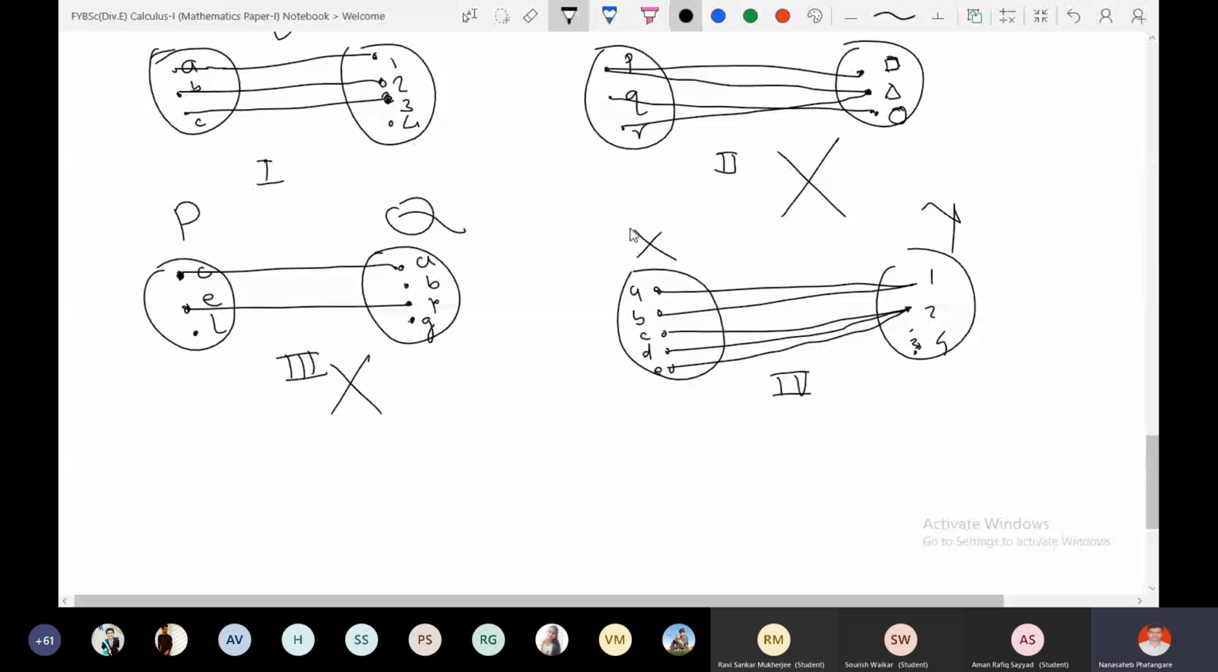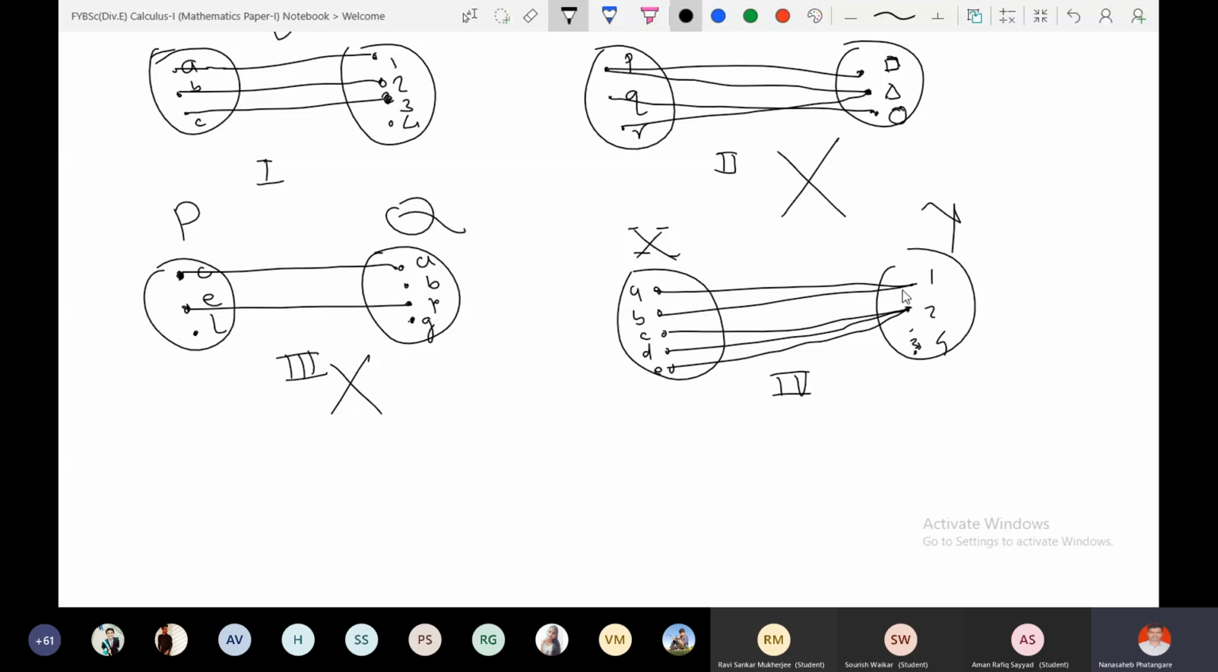This is also a function because let's verify the first condition. Is every element related? Yes. Right? Every element is related? Yes. Is every element related to a unique element? Yes. A is related to 1. Right? A is not related to any other element, so A is related to only one element, so uniqueness is true.